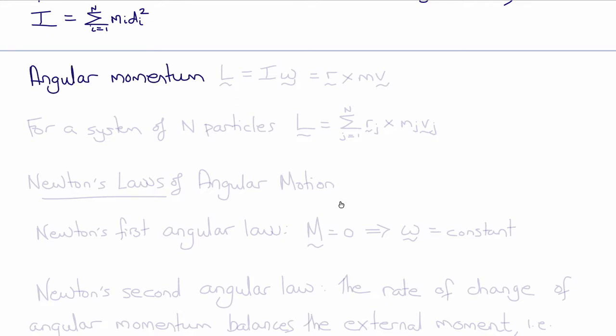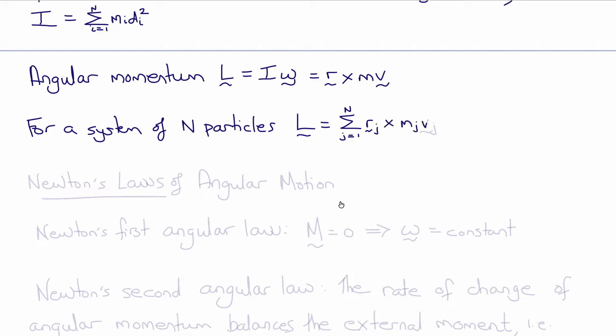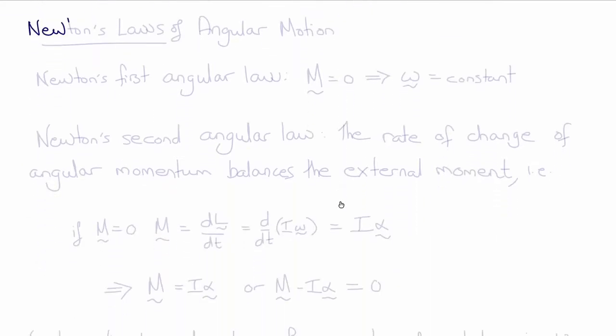Angular momentum, by analogy with linear momentum, which is mass times velocity, is I times angular velocity and is labeled L. And like linear momentum, it is a vector that can also be expressed as the cross product of r times the linear momentum, mv. So for a system of n particles, the angular momentum L is the sum from j equals 1 to n of rj crossed with the linear momentum of each particle, mj vj. This now puts us in a position to define Newton's laws of angular motion.